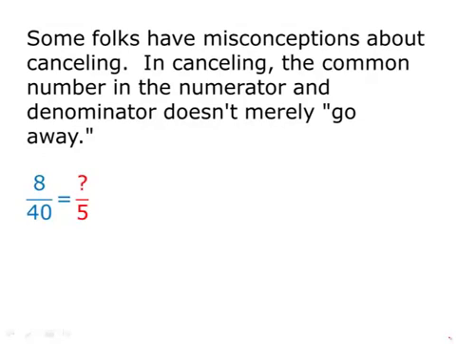Well, people who are stuck on the concept of 8's go away, then they wonder what happens in the numerator. What if the 8 goes away? What's left in that numerator? Instead of thinking of it in terms of the 8's go away, we cancel the 8's. That is to say, we divide by the 8's. And 8 divided by 8 is 1.